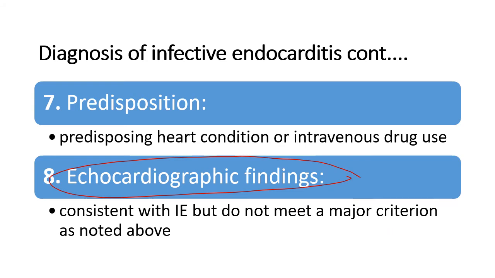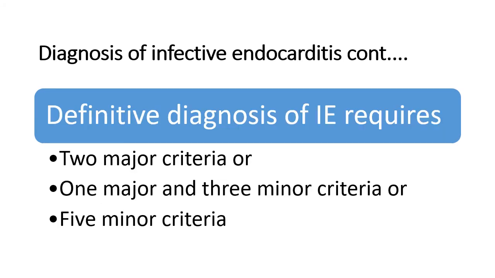So you do an echocardiogram, and you find it is consistent with infective endocarditis, but the information provided is not enough to meet a major criterion. Remember, to make a diagnosis of infective endocarditis, we said a definitive diagnosis requires the following conditions. Number 1, when there are 2 major criteria, you make a diagnosis of infective endocarditis.